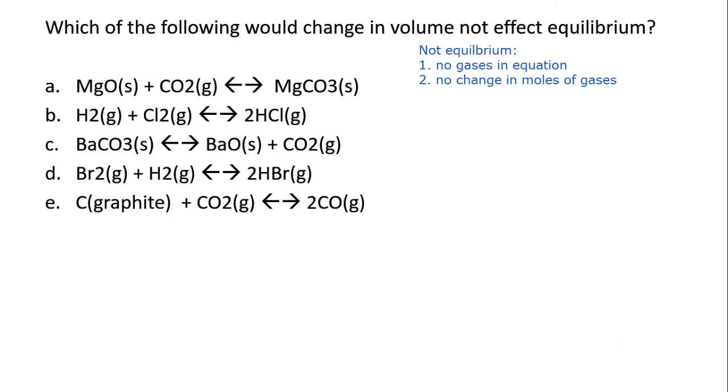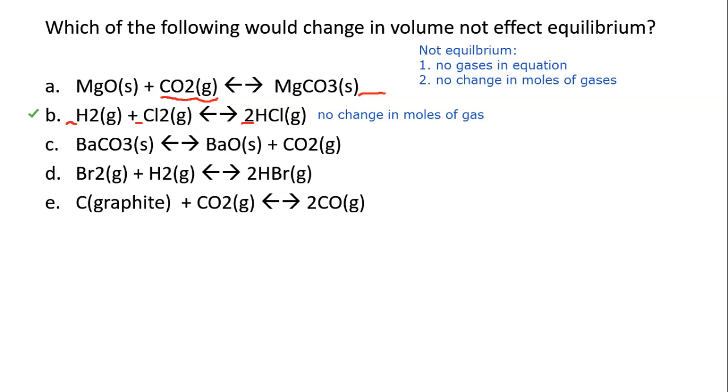So in A, we have 1 mole of gas on the reactant side, 0 on the product side. So A could be affected by volume. Next, we have 2 moles of gases on the reactant side, 2 moles of gases on the product side. So here, no change in the moles of gas. So therefore, it would not be affected by change in volume. So that's one of the answers.